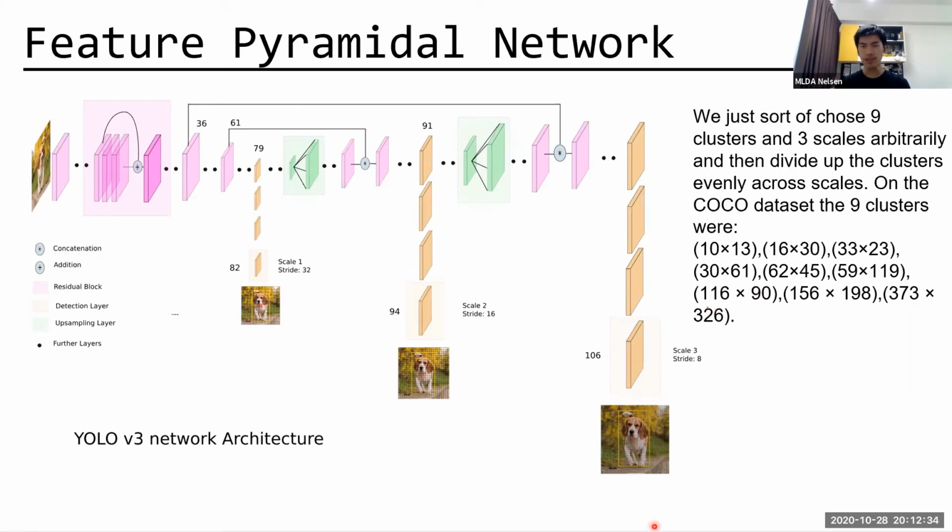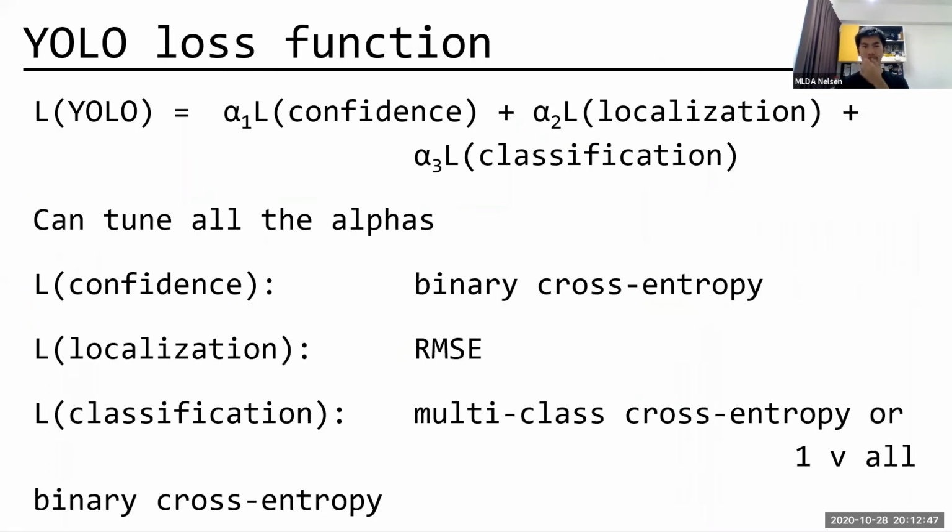So with all those in mind, let's discuss how we can train all these YOLO versions. We need a loss function. And the YOLO loss function, we can simply divide into 3 different losses: confidence loss, localization loss, as well as classification loss. Let's discuss one by one.